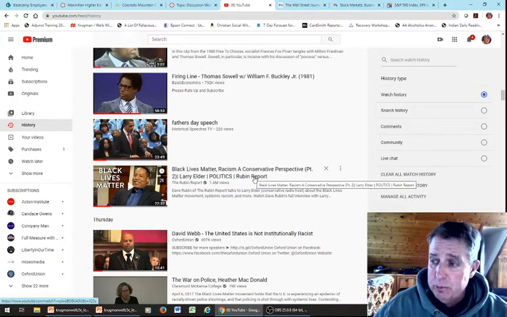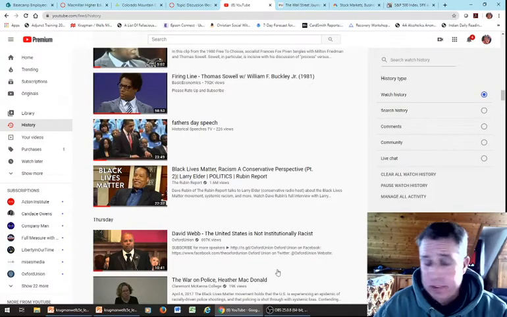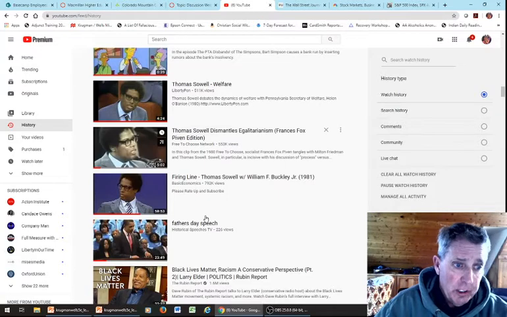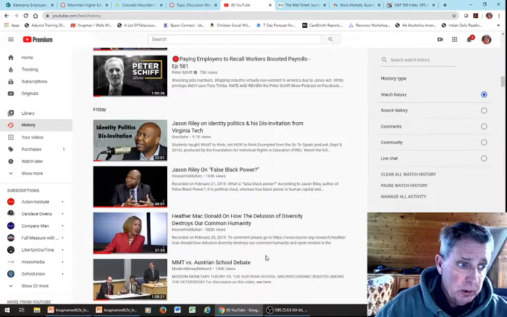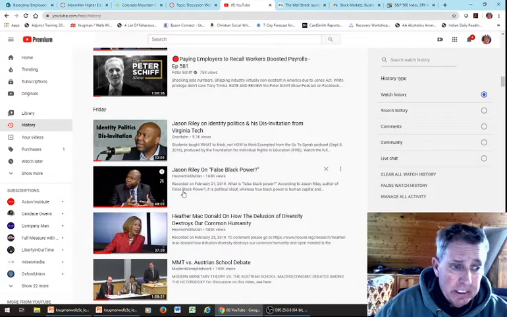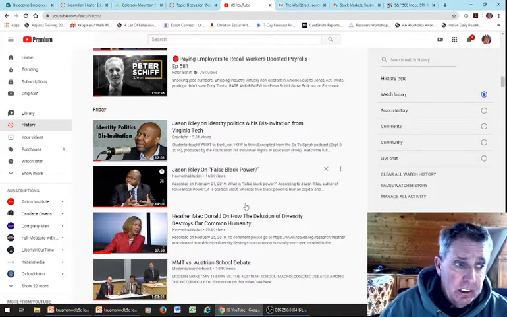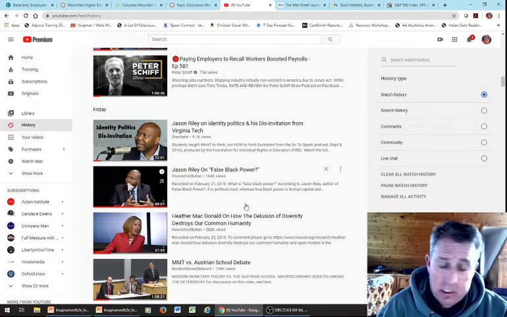Larry Elder put the numbers to this. The Washington Post put the numbers to this. David Webb is very eloquent on this subject. Of course, Tom Sowell is very eloquent on egalitarianism, and those old Firing Lines are really historically correct. Jason Riley today, he's on the editorial board of the Wall Street Journal, and a brilliant guy. You can't walk into my house and say Jason Riley's an asshole. I'm just not going to listen to that.